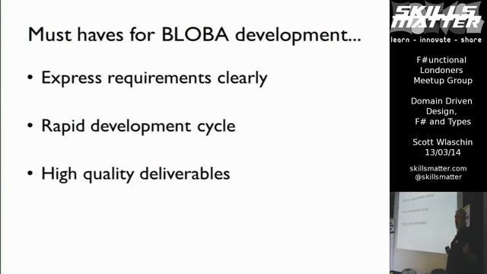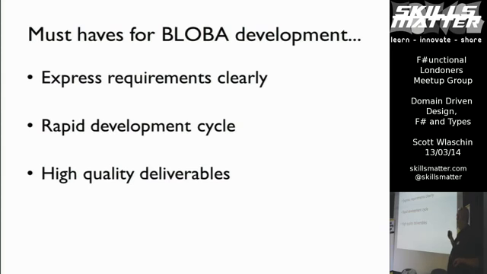And meanwhile the customer wants you to work on something else. So these are all really common requirements for blobber development. And it's interesting that the whole agile movement and XP came out of blobber development at Chrysler. Express requirements clearly, that's customer on site, and then the rapid development cycle is continuous integration and continuous deployment, and high quality deliverables is unit testing and TDD and BDD, and blobber development is very correlated with this stuff.